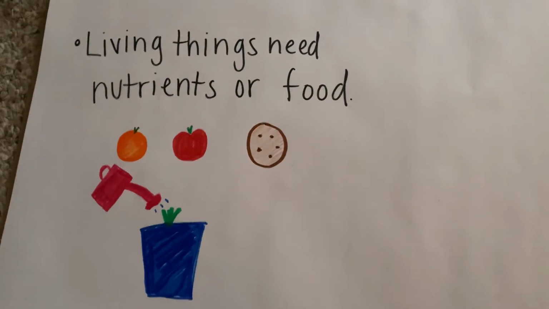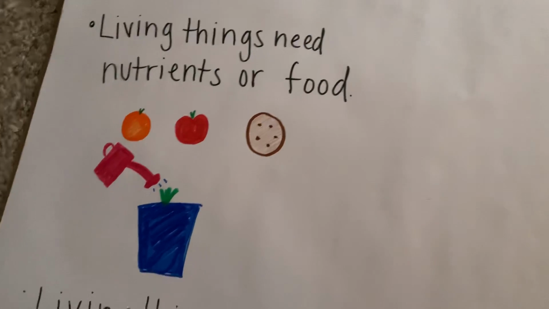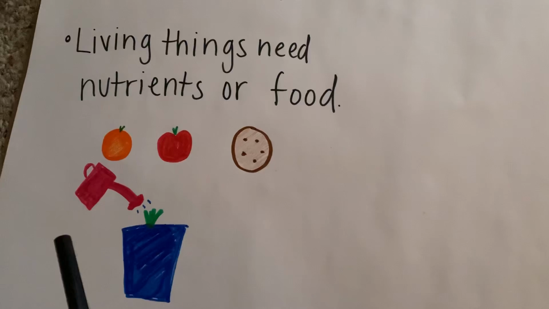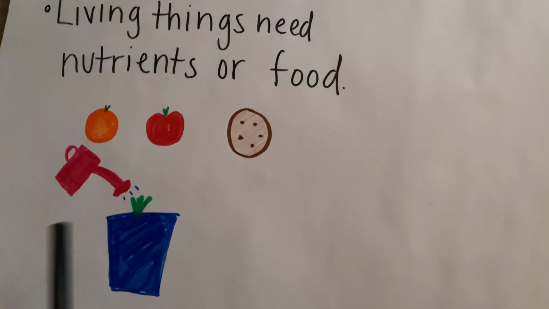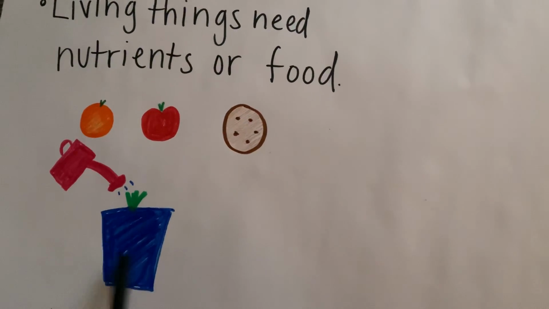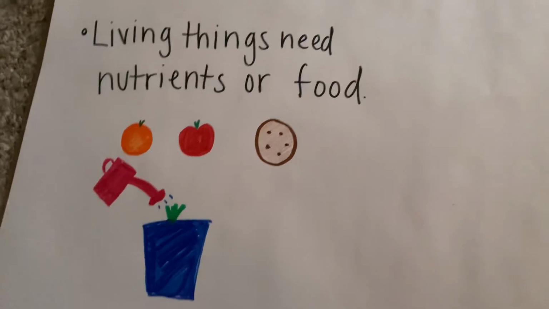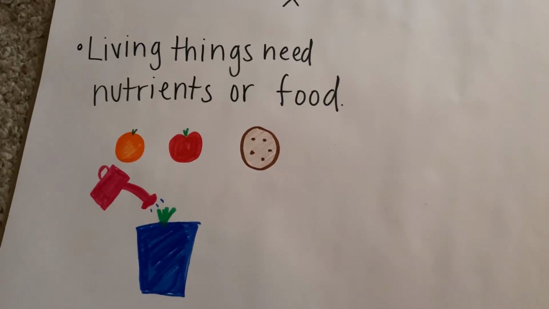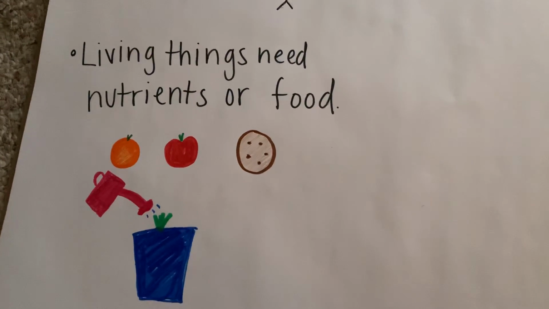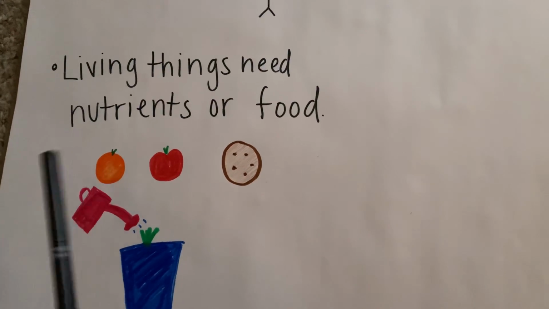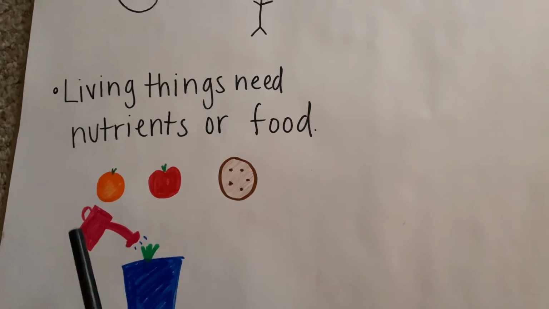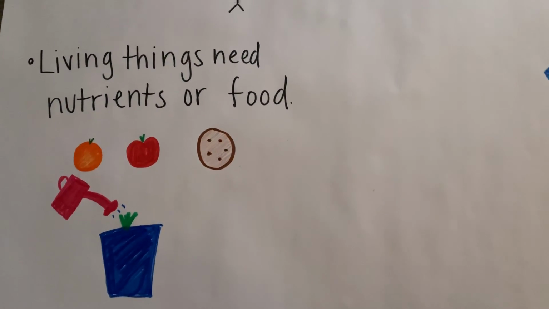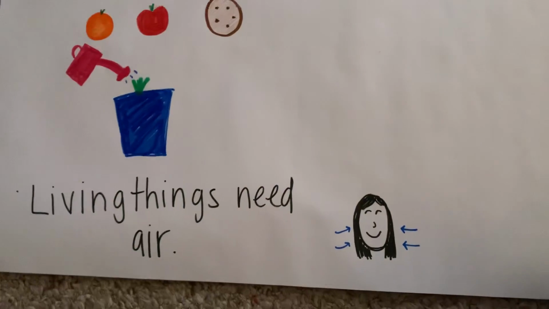Living things need nutrients or food. So here's a pot of a little flower that is starting to grow, but it needs water and soil for it to grow. So similarly, you also need nutrients and food to grow because you are a living thing. So here I put an orange, an apple, and a cookie. So these are some things that you might eat throughout the day and that give you energy and that help you grow. Living things need air.